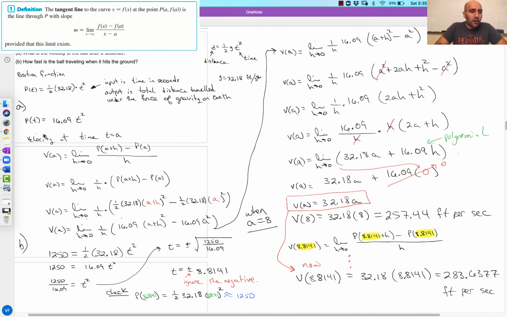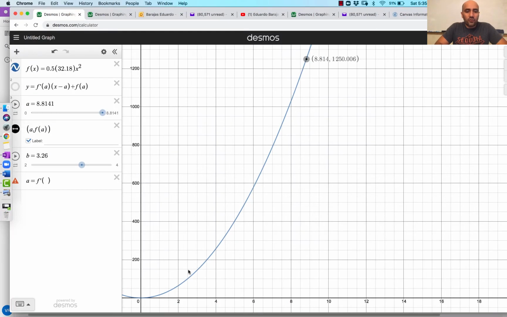Okay, so on a graph, so we go back to our graph. This parabola represents the position function. We know that the horizontal axis is time. So at t equals about 8.814-ish, the object has traveled a total of 1,250 feet. And then at 8 seconds there, it had traveled a total of 1,029 feet.